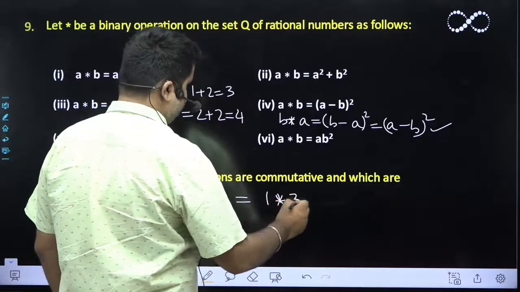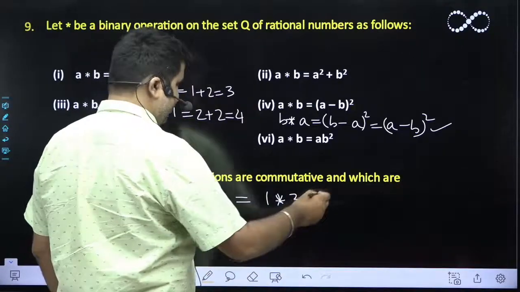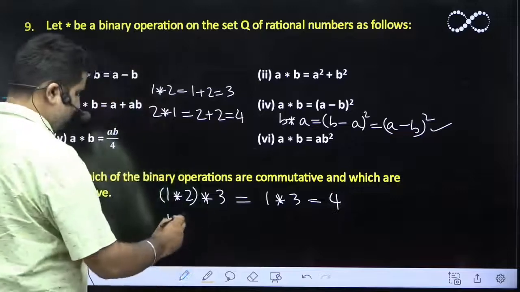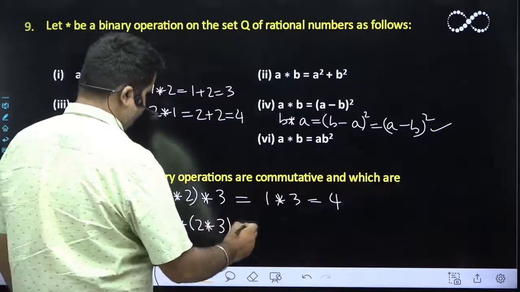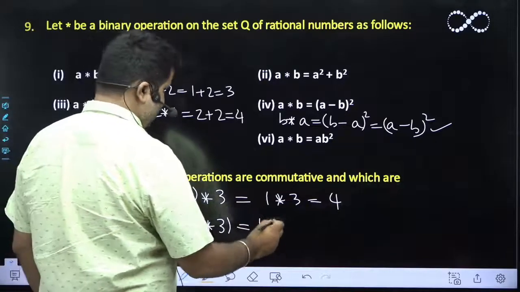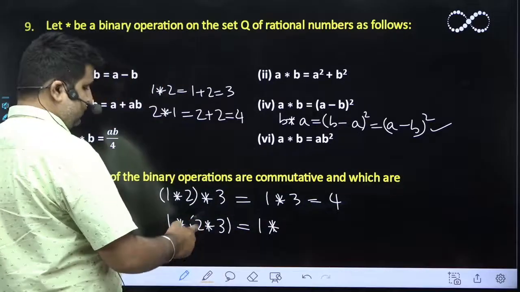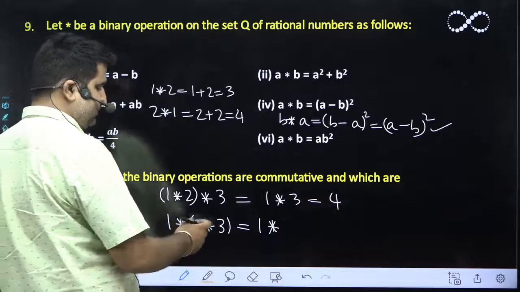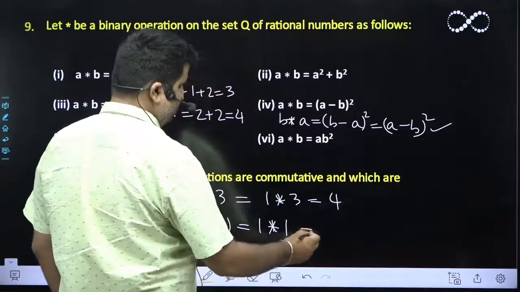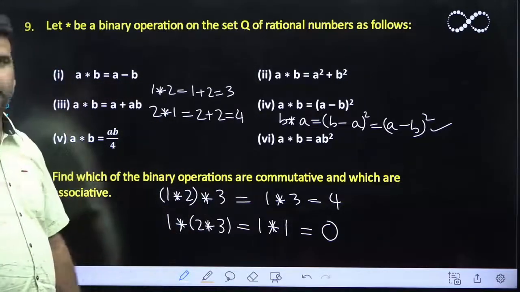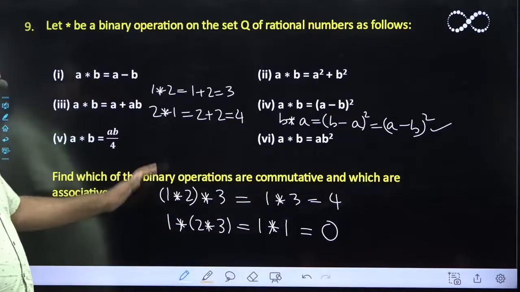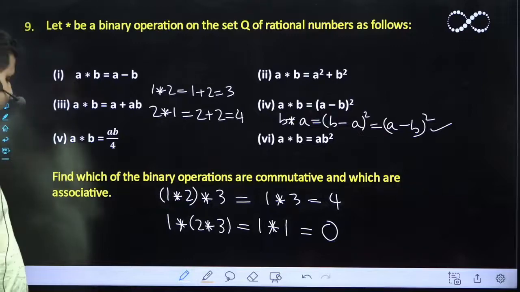Now let's see 1 star 3. 1 minus 3 whole square, 4. 1 star (2 star 3). This is 1 star. What is this? 2 minus 3 whole square, which is 1 square, 1. What is 1 star 1? 0. So this is not associative. So this will be commutative, but this will not be associative. Okay.